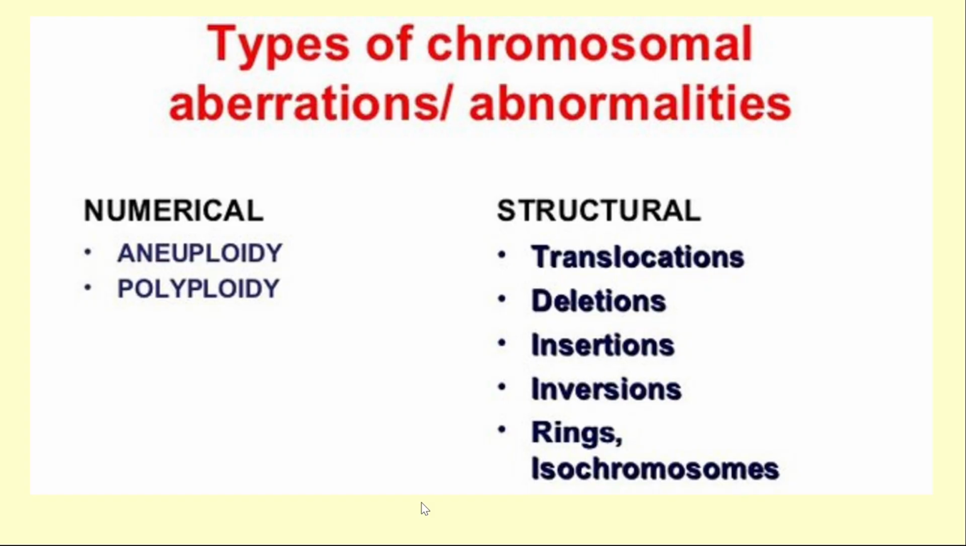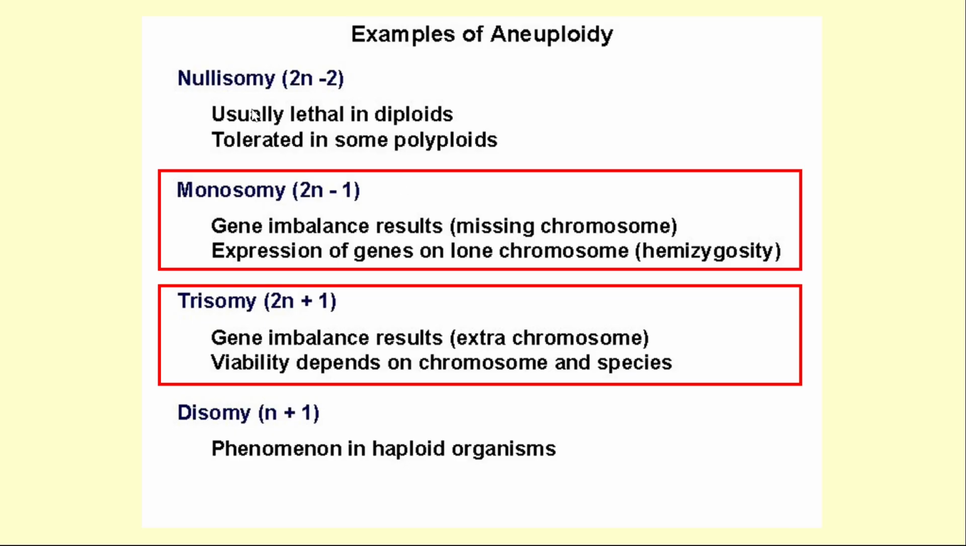So there are several types of chromosomal aberrations or abnormalities, one of which would be numerical, while the other would be structural. When we talk about numerical chromosomal aberration, this would be termed as aneuploidy, loss or addition of one or two chromosomes, while polyploidy is the addition or the loss of whole sets of chromosomes. And for nullisomy, this is 2n minus 2, so there will be two homologous chromosomes that are missing, which is actually very lethal for diploids.